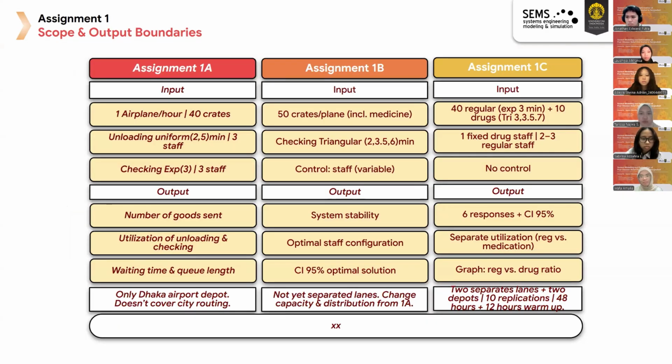Next, for the scope and output boundaries. For assignment 1A, we focus on the basic unloading and checking process. Assignment 1B introduces higher cargo volume and staff optimization. And assignment 1C separates medicine from luxury goods. For each assignment, we evaluate performance indicators such as throughput, utilization, waiting time, queue length, and system stability.